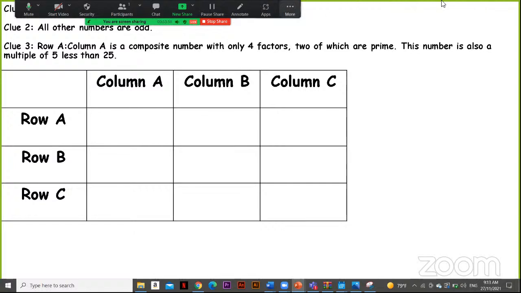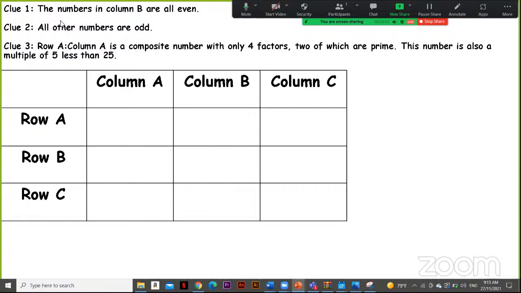So here are our clues. The numbers in column B are all even. What numbers could we think about? For this one, row A, column B, what even number could we think about for right here? Tell us some, give me possible numbers in the chat.